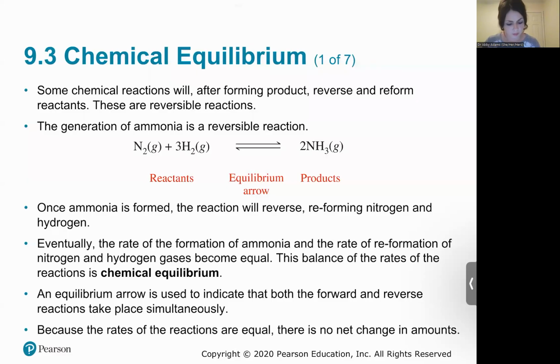Hi, all. Now we are on Chapter 9, Section 3. So that is our chemical equilibrium. And we've talked a little bit about equilibrium before. So some chemical reactions are going to form a product, but can also reverse and reform the reactants. Those are reversible reactions, and we represent those with these double-sided arrows.